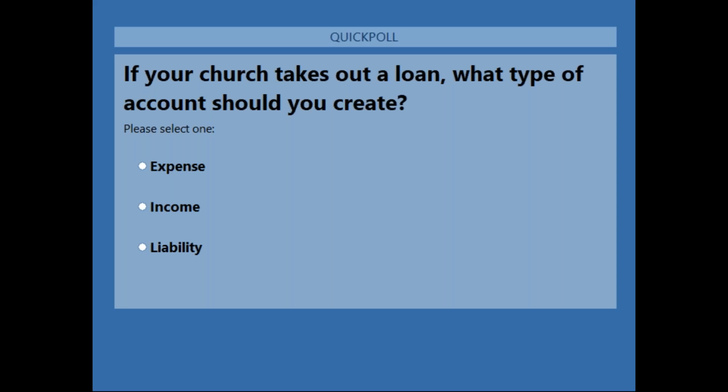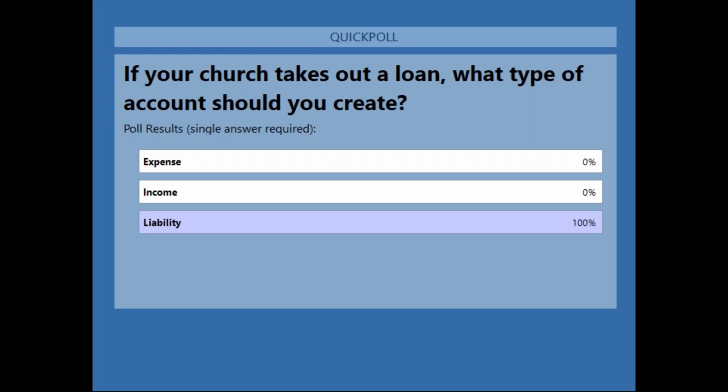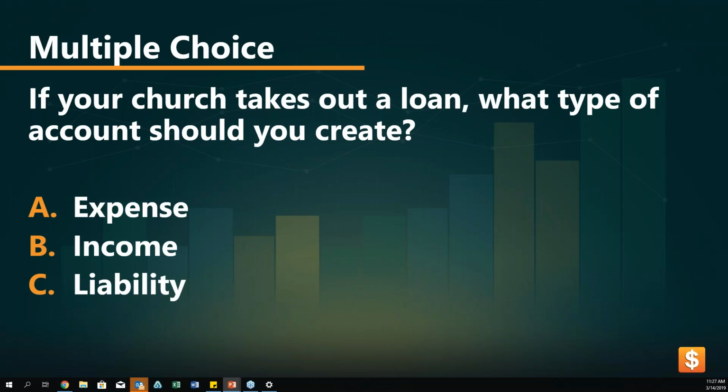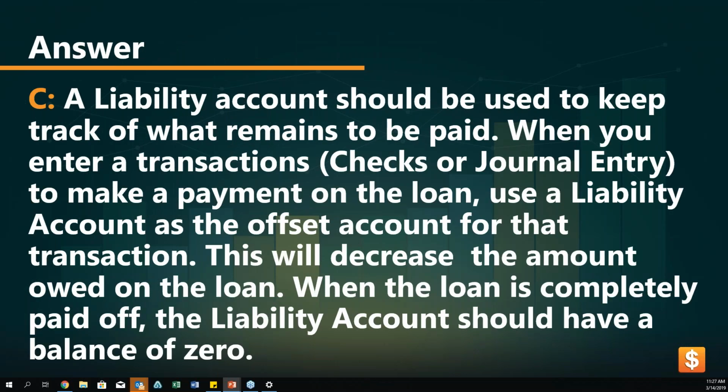We'll go ahead and close the poll and share the results. And we were unanimous this time. 100% of the people said liability. So we'll hide the results and share the answer. And the answer is C.